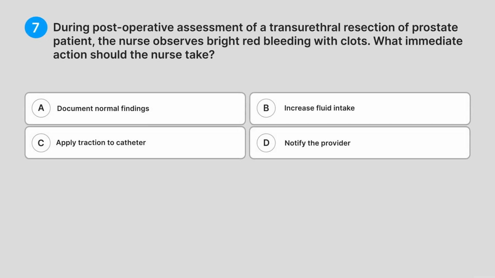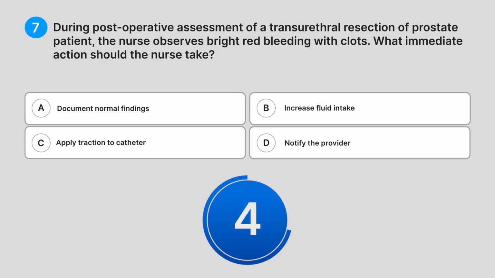7. During post-operative assessment of a transurethral resection of prostate patient, the nurse observes bright red bleeding with clots. What immediate action should the nurse take? A. Document normal findings. B. Increase fluid intake. C. Apply traction to catheter. D. Notify the provider. Can you guess the answer?